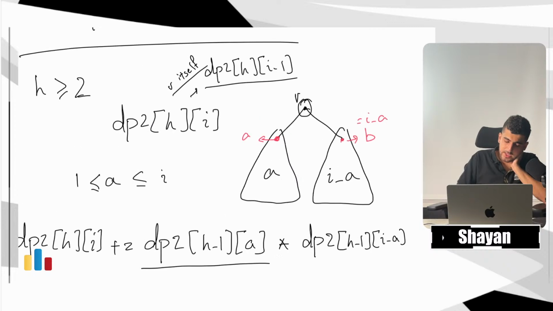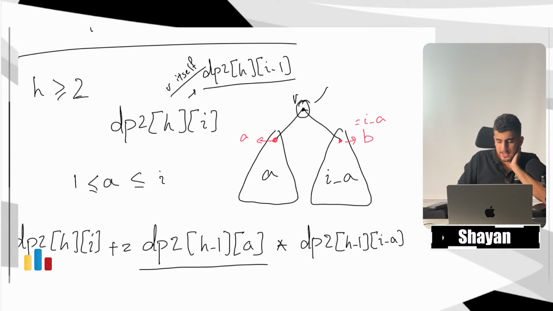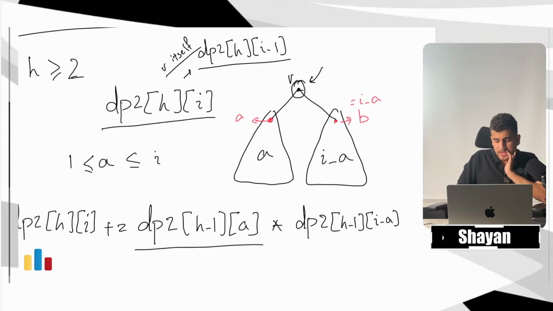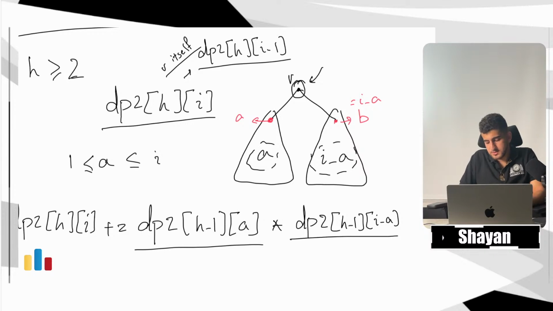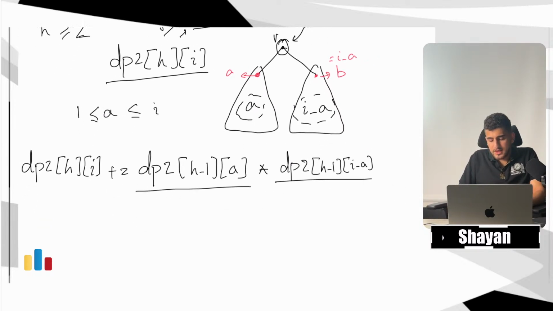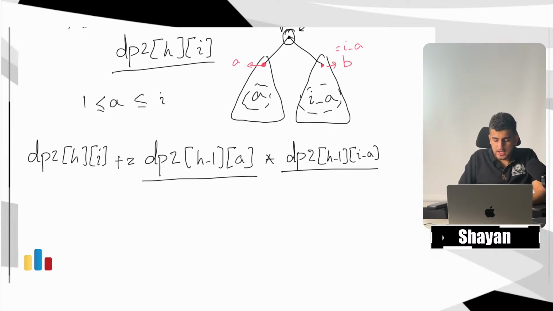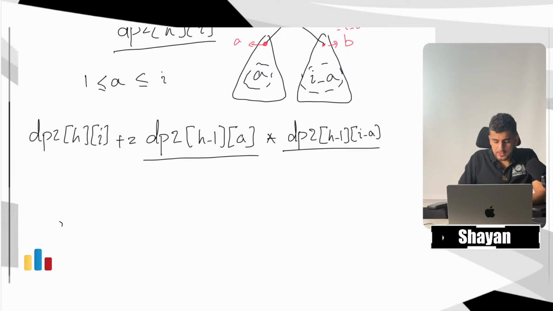So this way I can calculate dp2. Either there was an operation on v itself, then dp2 of h and i is going to be updated from dp2 of h and i minus 1. If there was no operation on v, a of the operations are from the left child, i minus a operations are going to be from the right child, and I fix what is a, and I will multiply these two values.